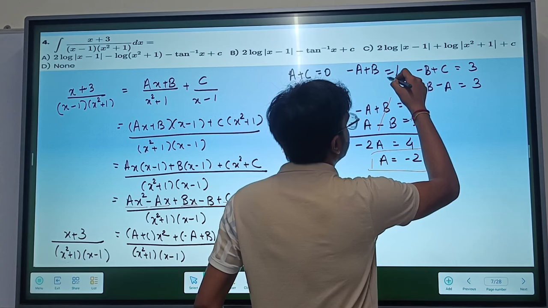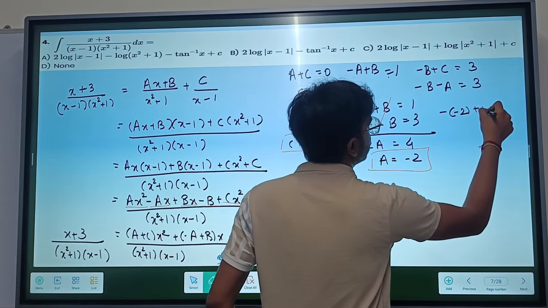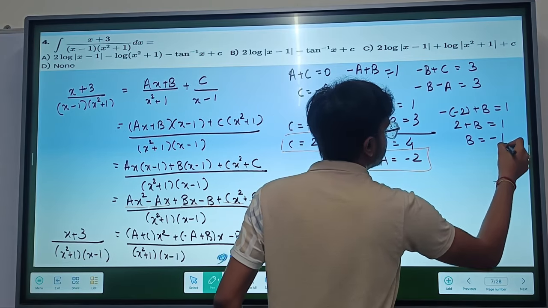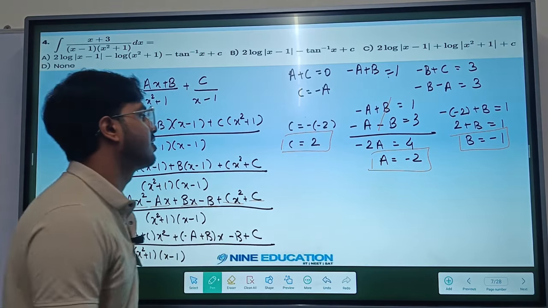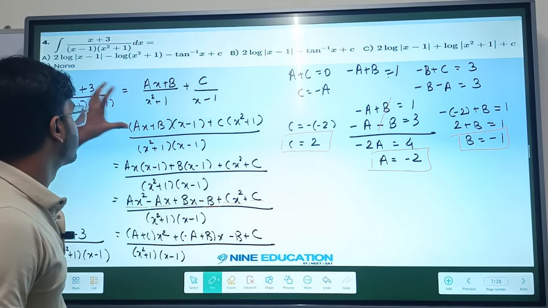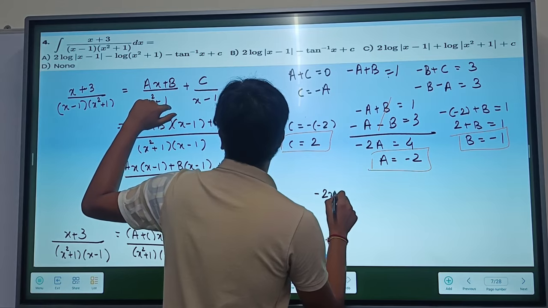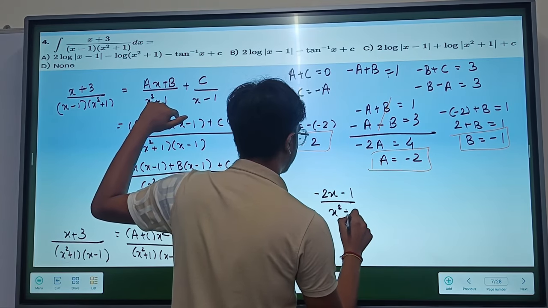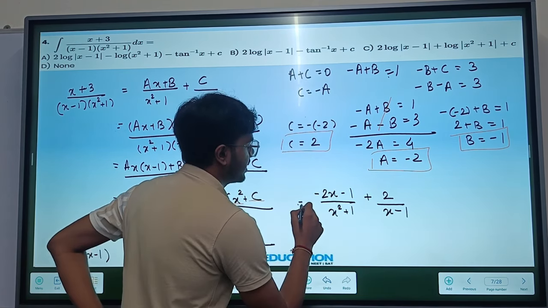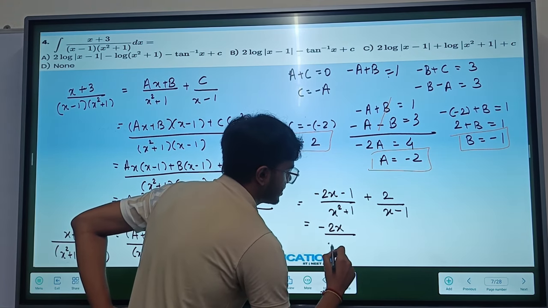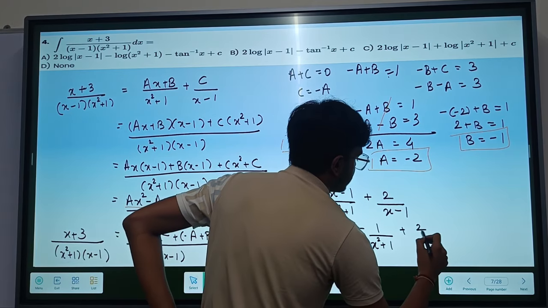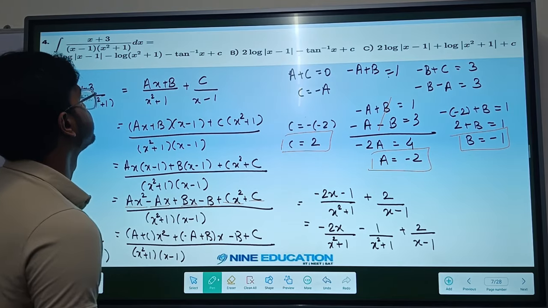Substitute the a value over here. What will I get? Minus of minus 2 plus b equals 1, so 2 plus b equals 1. So what is the b value? b is minus 1. So I got the value of a, b and c. This whole function I can break in terms of partial fractions as (-2x - 1) divided by (x² + 1) plus c, that is 2 by (x - 1). If I want to break it further, I can write it as -2x by (x² + 1) minus 1 by (x² + 1) plus 2 by (x - 1).